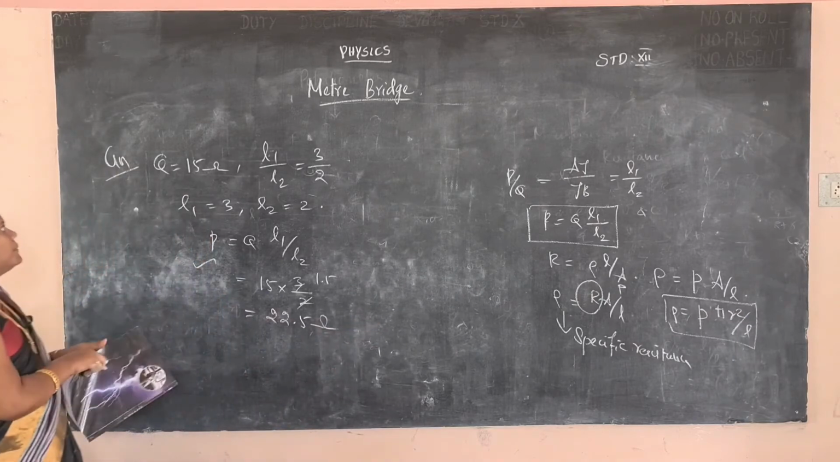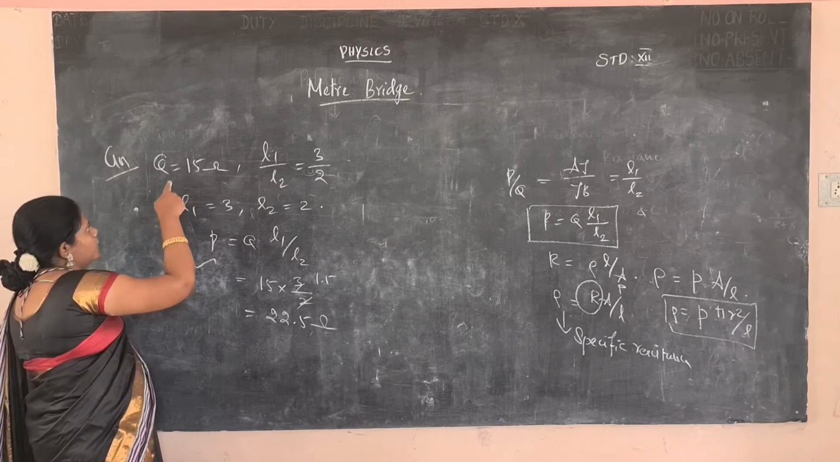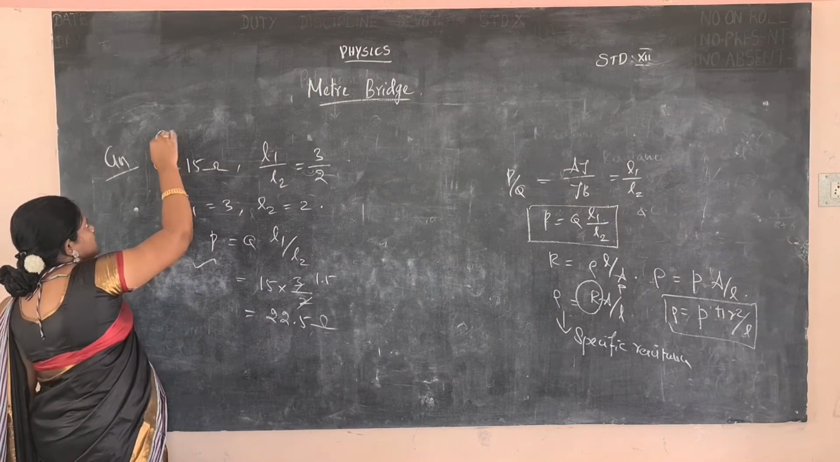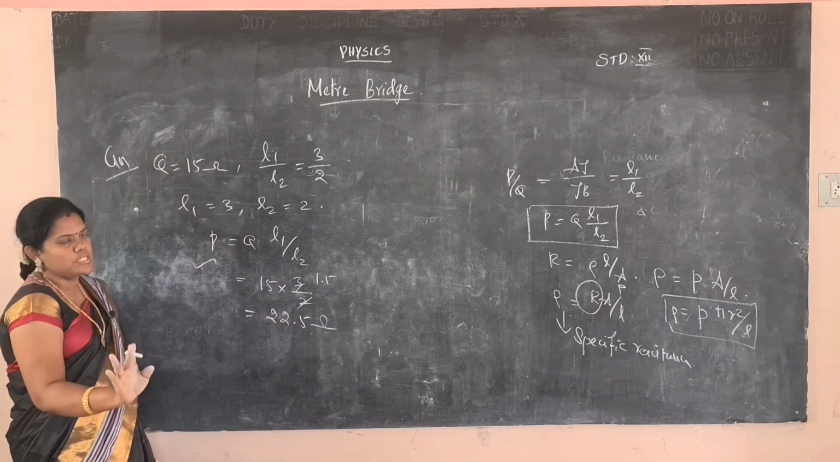So in this problem, the given values are the known resistance. Okay, it is a special resistance, that is called specific resistance. Specific resistance means known resistance.